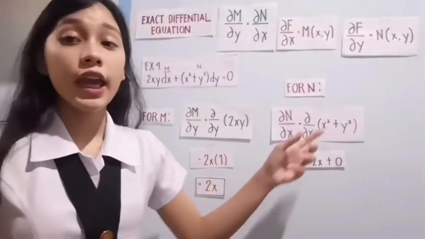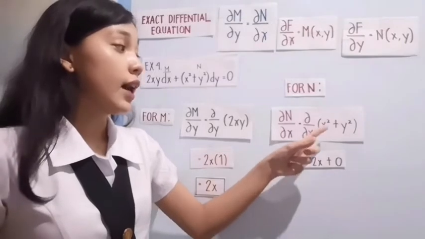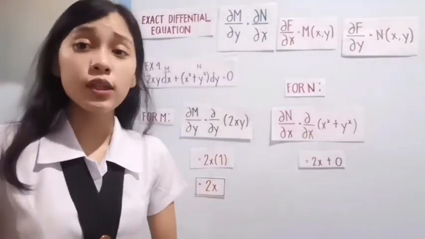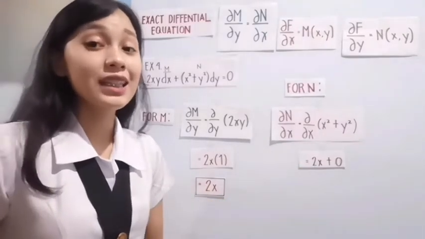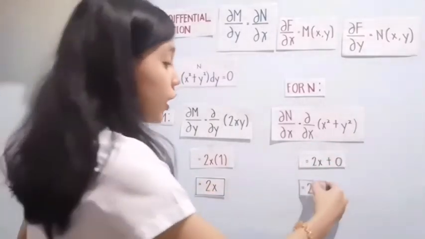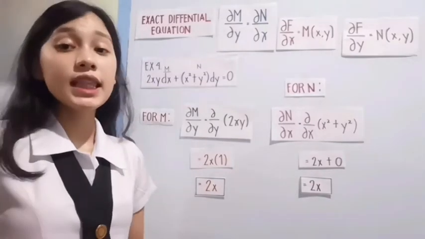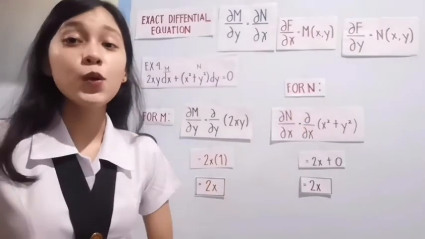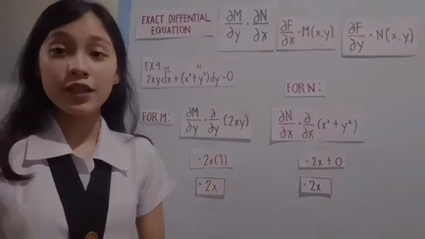Bakit siya naging 2x? Kasi kapag binaba natin yung exponent na 2 at kinapin natin yung variable na x, 2 minus 1, kagaya ng nasa rule sa derivatives, magiging 2x plus yung constant nga natin kanina na y squared ay magiging 0. Therefore, yung final answer natin ay magiging 2x. So, dito mapapansin natin na magkamuka yung value ng m natin at value ng n natin. So, ngayon, pwede na tayo mag-proceed sa paghahanap ng f or ng exact differential equation.